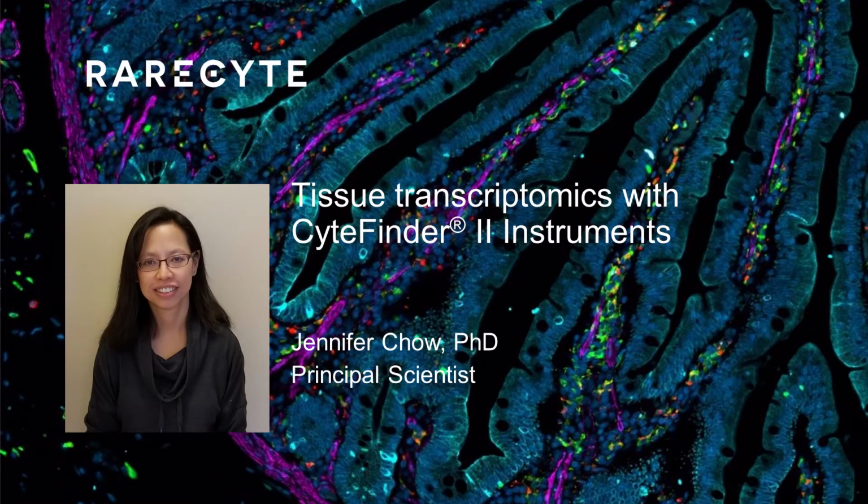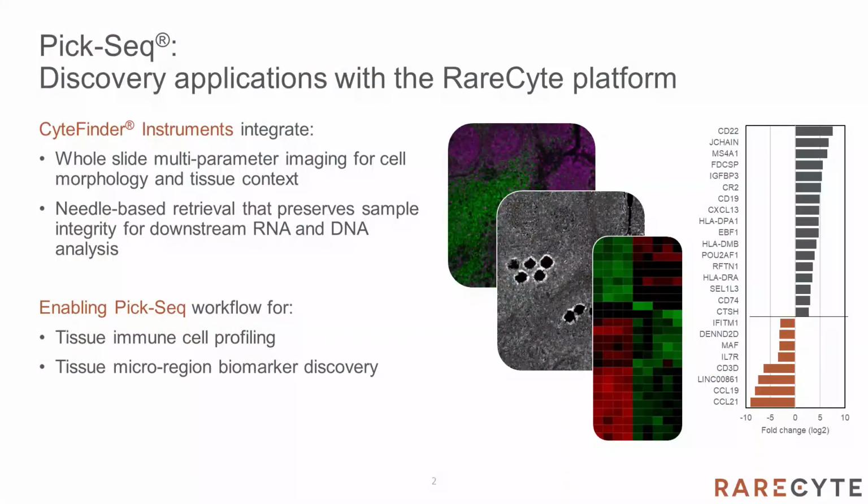I will present an overview of Rarecyte's tissue applications and how our technology enables transcriptomics research for a wide variety of applications, including immune profiling and biomarker discovery. Discovery applications using the Rarecyte platform involve the CyteFinder instrument, which integrates whole slide multiparameter imaging with needle-based retrieval.